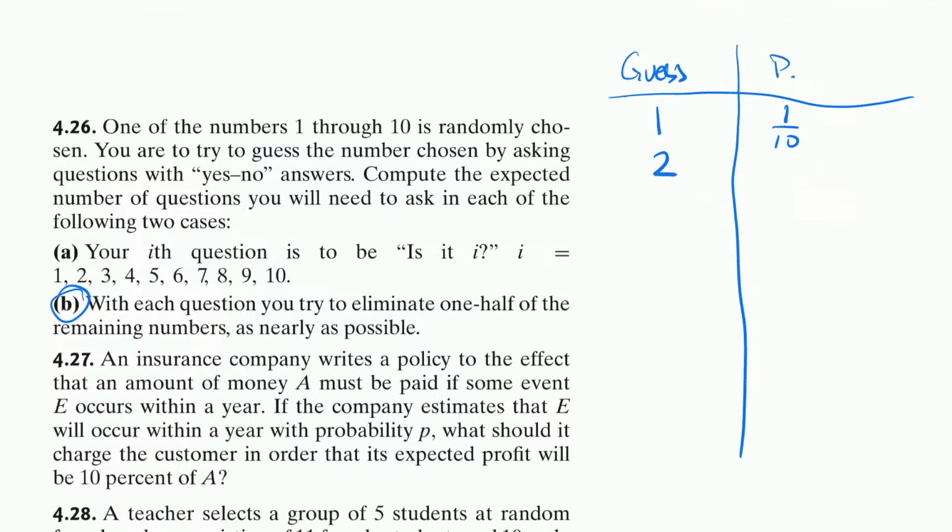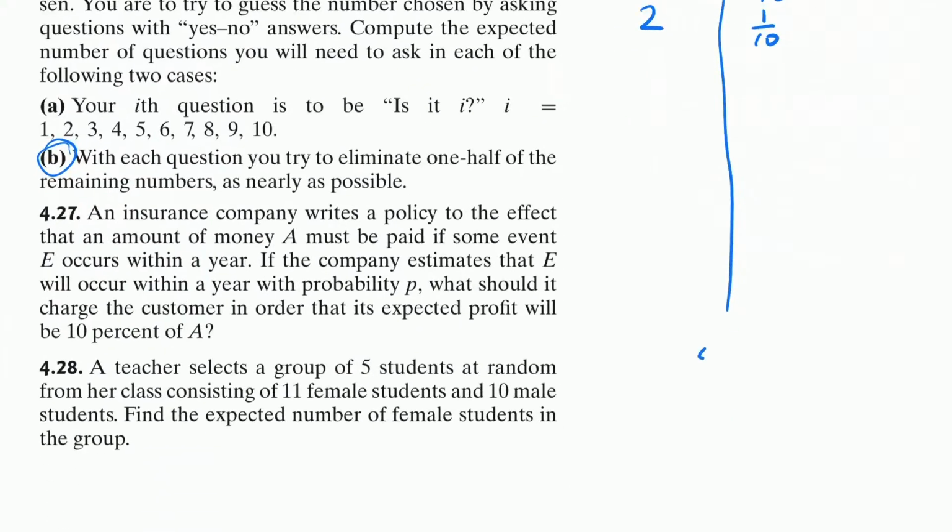To get it on the second guess, the number has to be 2, so there's a 1 in 10 chance that happens. And the reason it has to be 2 is because you're not going to guess a second time if you got it on the first guess. So if you think of it that way, there's a 1 in 10 chance of each of these. Then you just multiply them together: 1 times 1/10, 2 times 1/10, all the way up to 10 times 1/10. Add them up, and I think you'll get 55 out of 10.